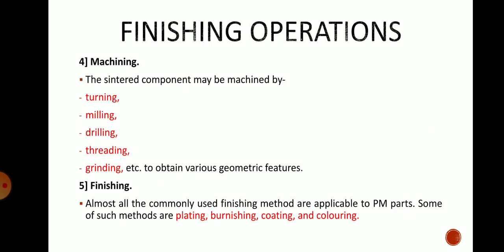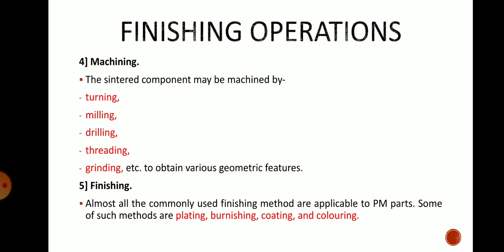Next, machining. In sintered components, some machining operations can be done on the final powder metallurgy part, that is turning, milling, drilling, threading, grinding, as per requirement, to obtain the various geometrical features in the powder metallurgy parts. Next step is finishing.